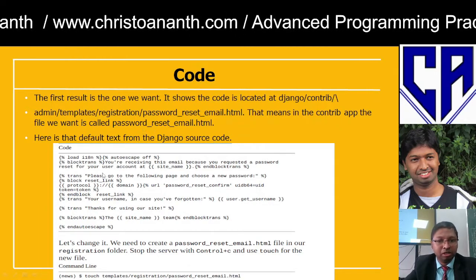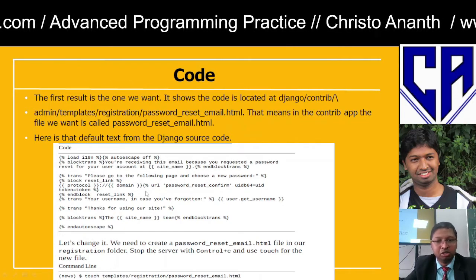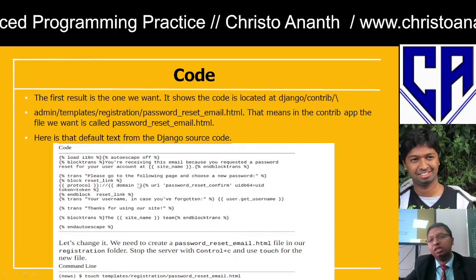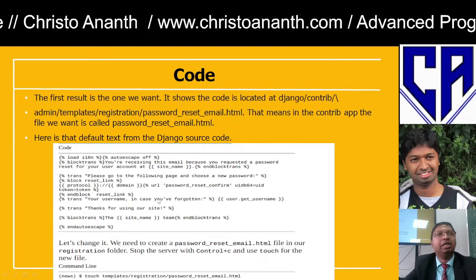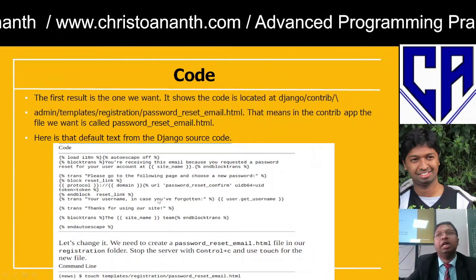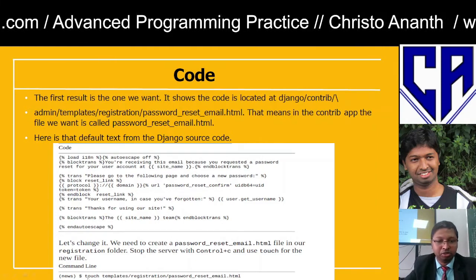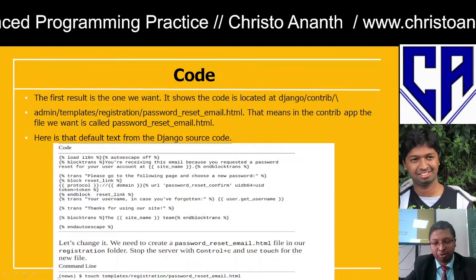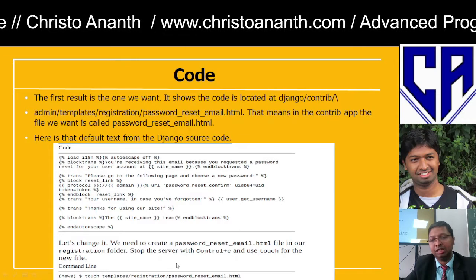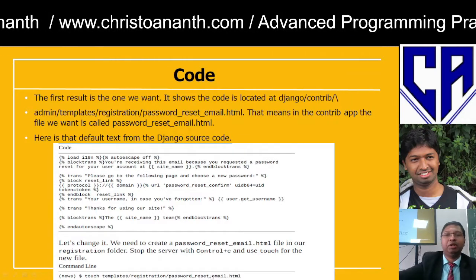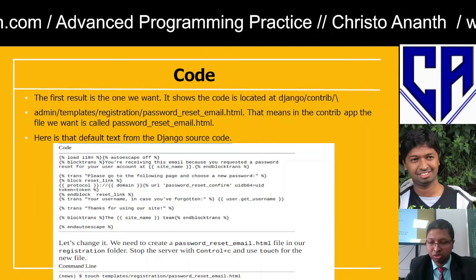In this one you can see: please go to the following page and choose a new password. So we have to create a password reset email. Whenever you create the password_reset_email.html in the registration folder, you can exit the local server by pressing Ctrl+C, and go with a new file. So this is how you go within the news app: touch templates/registration/password_reset_email.html. In the previous section, the password reset email was not set, so that's why we are going to do this.